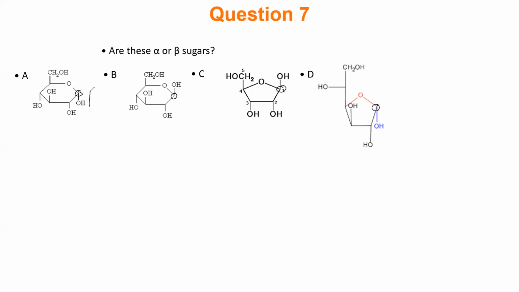So the OH is pointing down, CH2OH pointing up, different directions, alpha. OH pointing up, CH2OH pointing up, same direction, beta. OH pointing up, CH2OH pointing up, so that's beta. Here, OH pointing down, CH2OH pointing up, different directions, alpha. So it should be alpha, beta, beta, alpha.